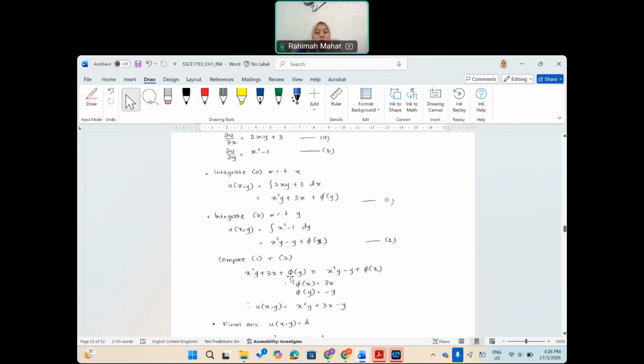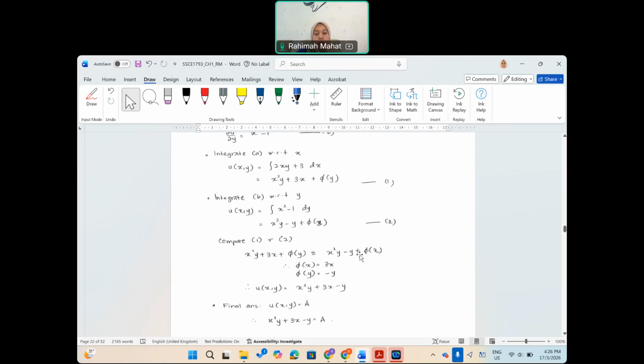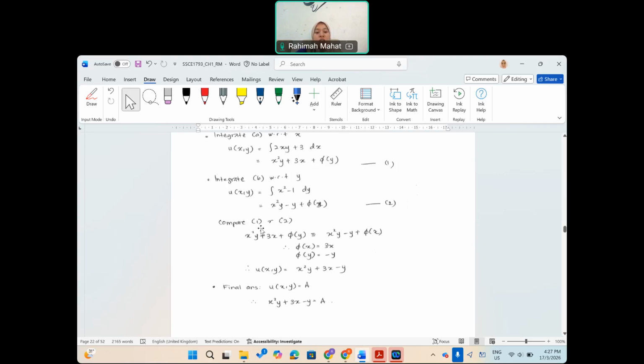And then after that, you compare 1 and 2. You compare 1 and 2: x squared y plus 3x plus psi(y) is equal to x squared y minus y plus phi(x). By comparing these, you can see that your phi(x) here is 3x, and psi(y) is -y, by comparing the terms.